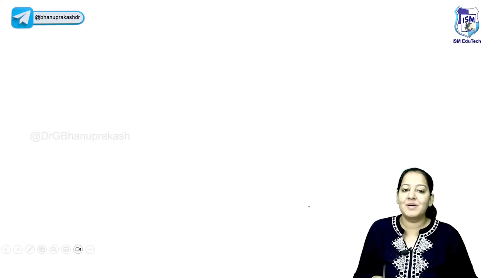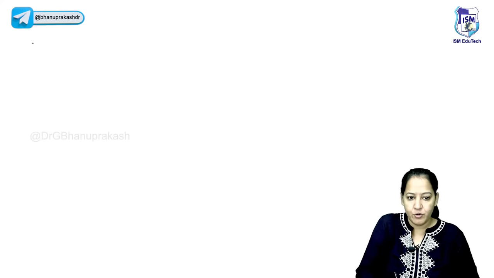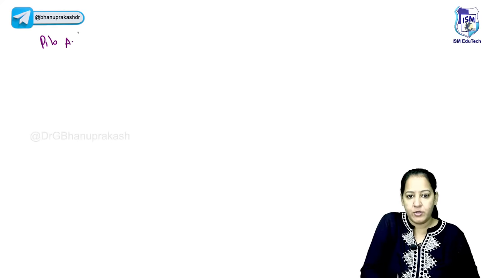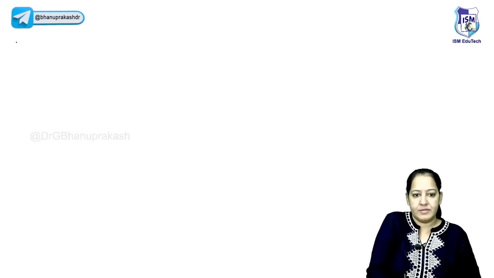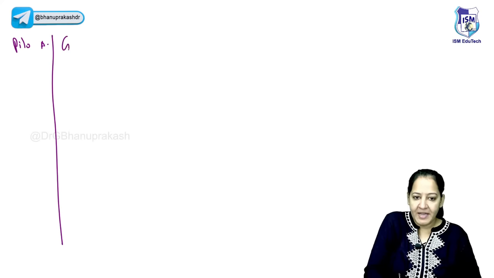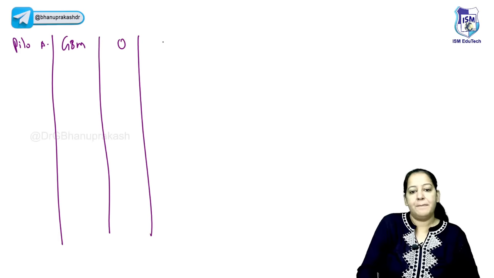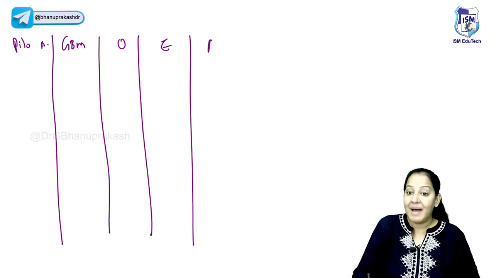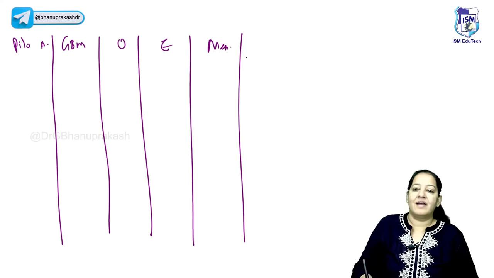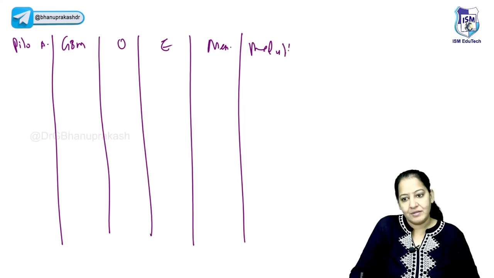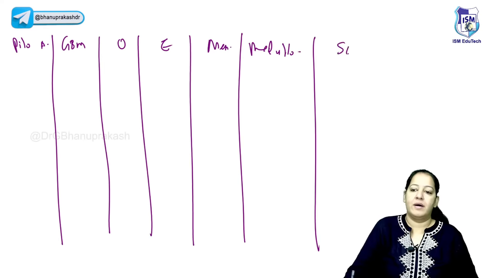So total seven tumors I taught you. What are the seven tumors I taught you? Can we revise them quickly? Pilocytic astrocytoma, the first one. GBM, the second one. Oligodendroglioma, the third one. Ependymoma, the fourth one. Meningioma, the fifth one. Medulloblastoma, the sixth one. And finally, schwannoma, the last one.